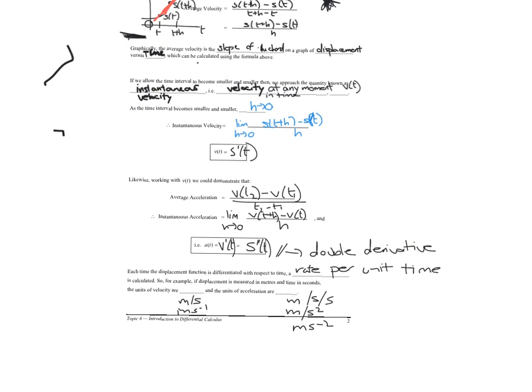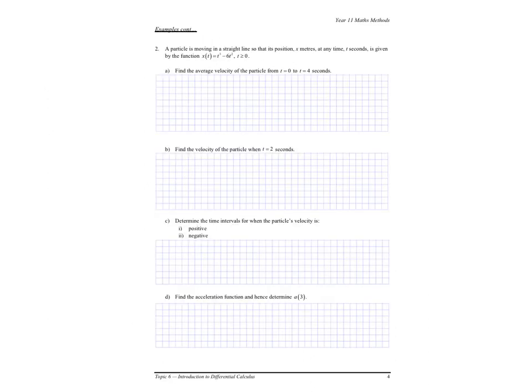Now we'll do some examples, because this one involves more differentiation. A particle is moving in a straight line, so that its position, x meters, at any time t seconds is given by this function here. So you've been told to find the average velocity. Well, this is finding the average velocity. This is not telling you the instantaneous velocity.